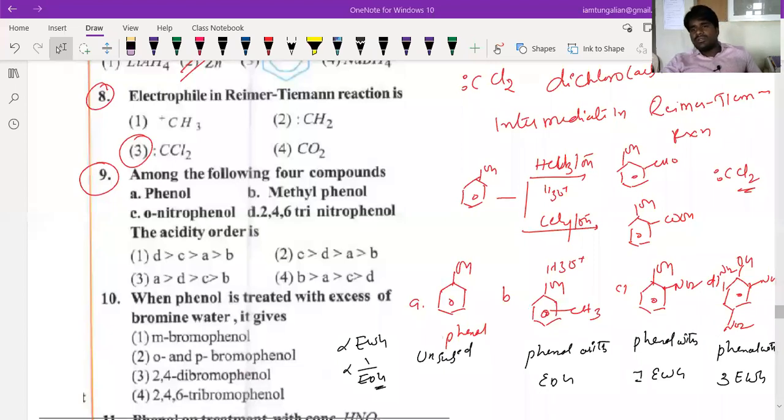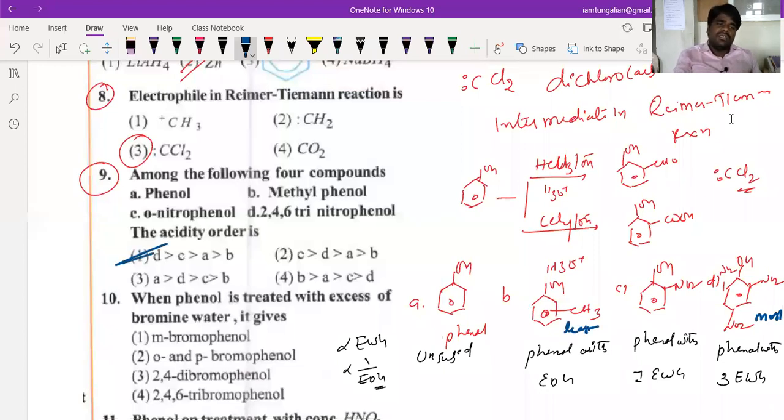Very good, very good. First is the answer, beta. So the most one, this is the most acidic, beta. Which is most acidic? This is the most acidic, beta. And this is what? Least acidic. So what will be the decreasing order? D followed by C, followed by A, followed by B. This is the answer, beta.